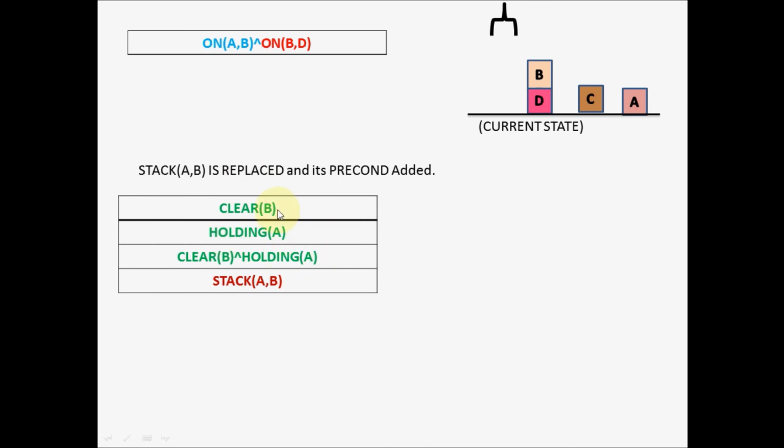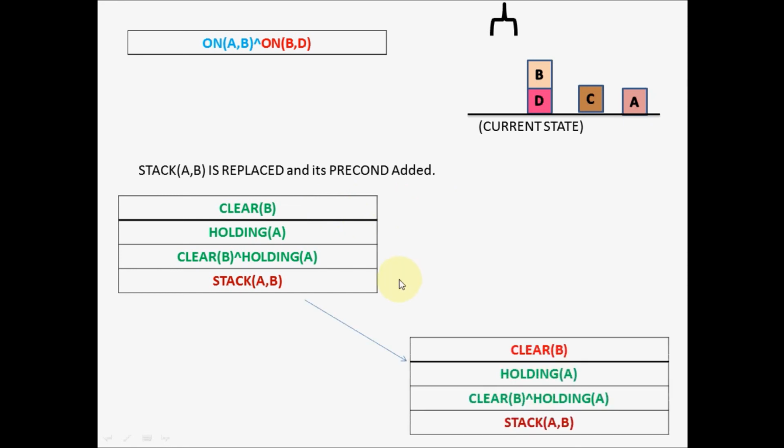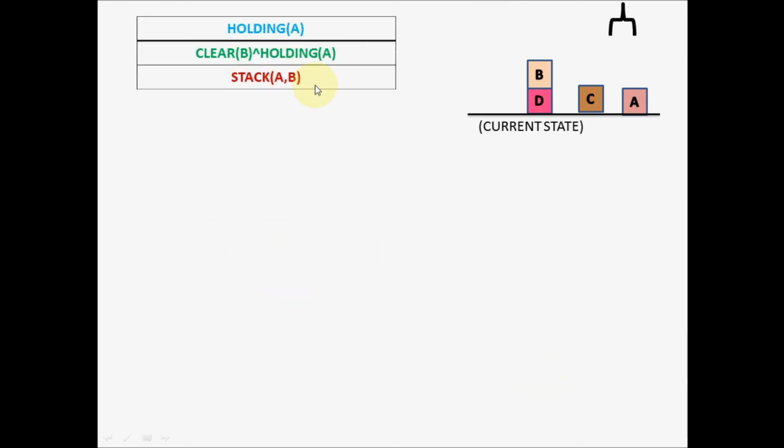Now the topmost predicate here is clear B. Is B clear? Yes. Okay. So this clear B, since it is true, will be removed from the stack to reveal the next predicate, that is holding A, as the topmost element of the stack. Now, is the arm holding A? No, the arm is not holding A.